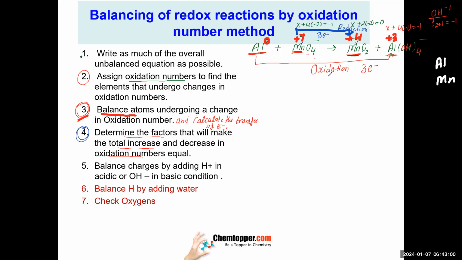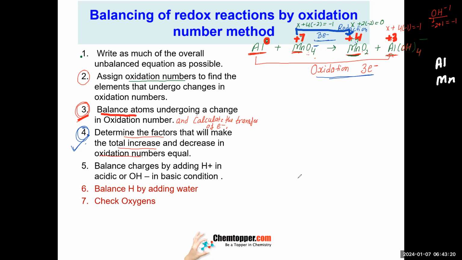Like here is losing 3 electrons. This one is gaining 3 electrons. So everything is perfectly done. 3, 3, same. So rule number 4 is also done. 3 electrons are lost and 3 electrons are gained. So I'm done up to rule number 4.